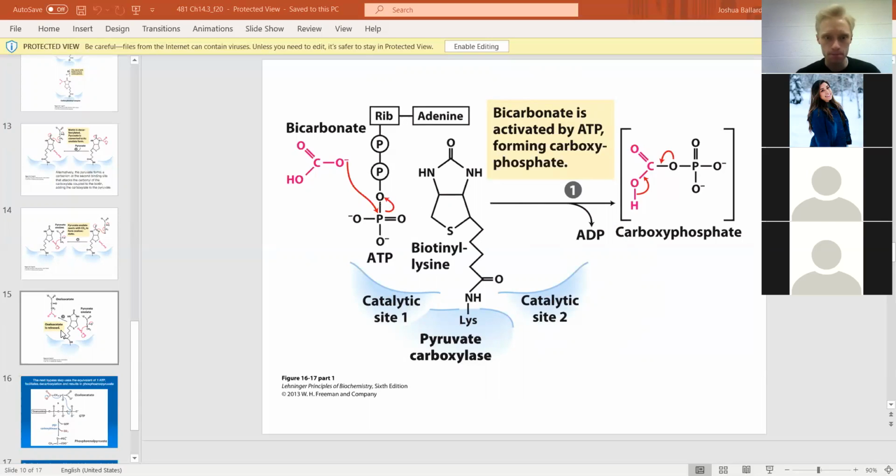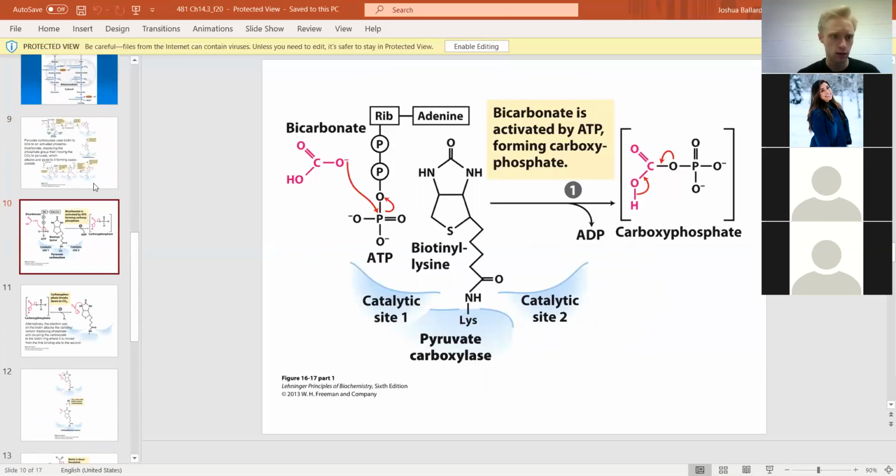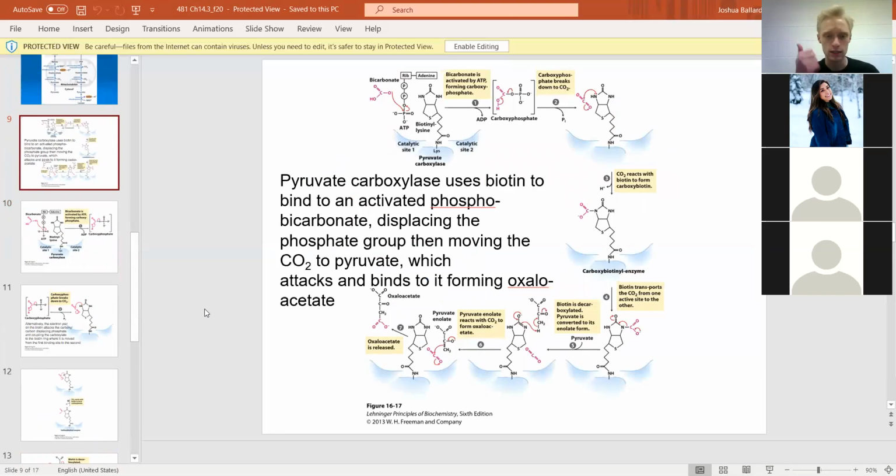Okay. So you just need to know the substrates of pyruvate carboxylase. We have bicarbonate, ATP, and pyruvate, those three. Those three substrates. Biotin is just kind of an assistance to it.